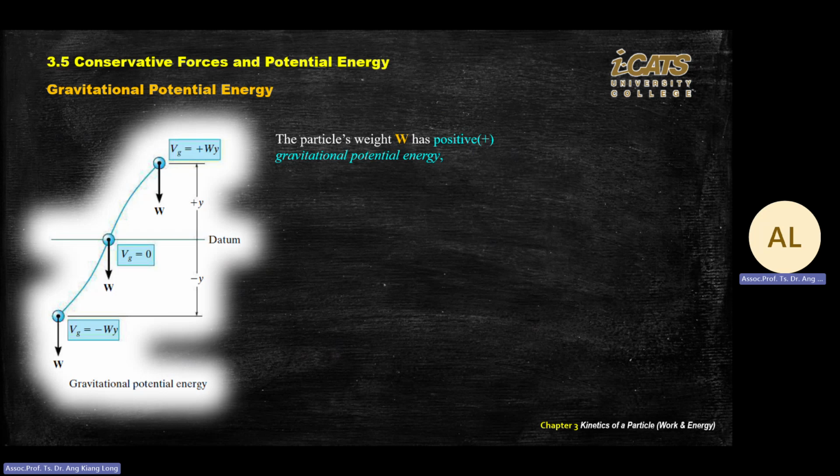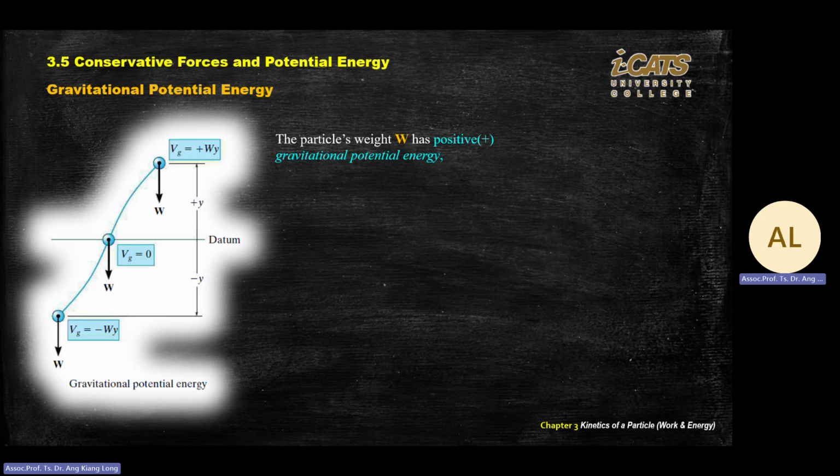If your object is above the datum, your potential energy is positive, because you see this as a Cartesian plane. You go up, positive; go down, negative. So if you go up above the datum, then your work or your potential energy is W, force multiplied by the positive displacement. Force in this case is W, but basically it's just force multiplied by the displacement. Fs. Work is Fs. Work is energy. So W multiplied by h in this case is plus y.